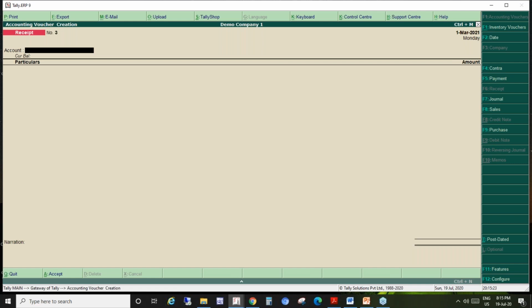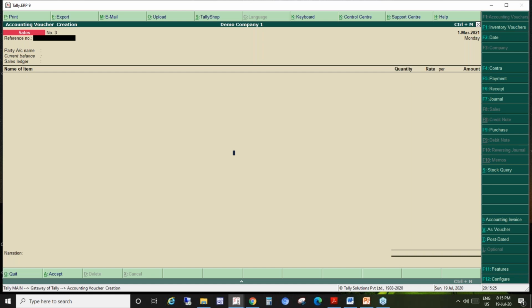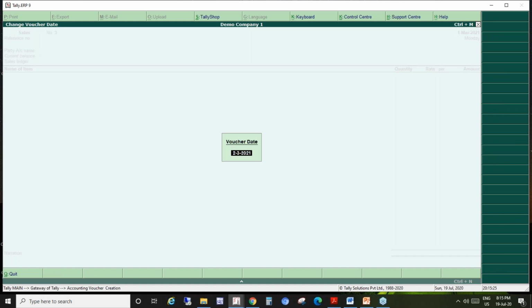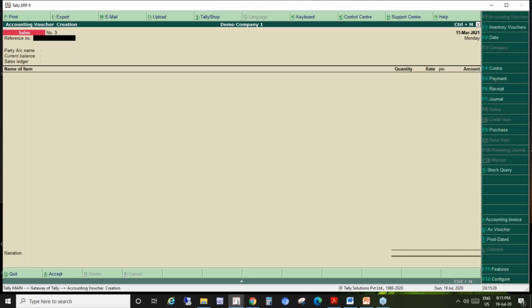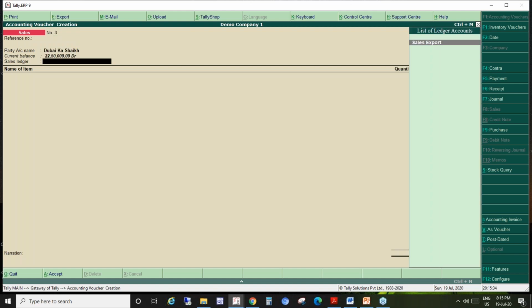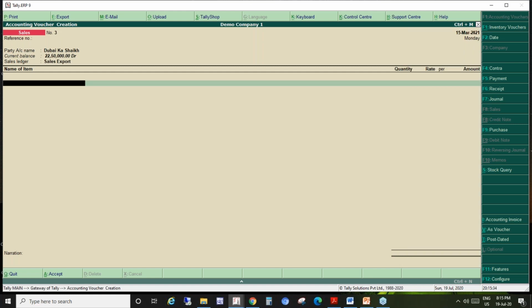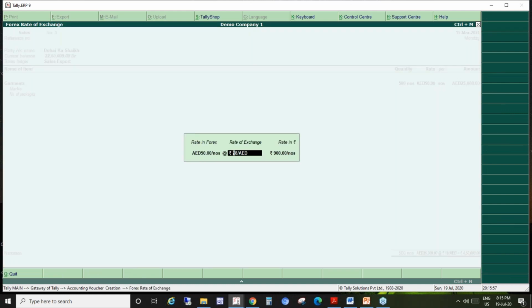You have made one more sale to Dubai Ka Sheikh on 15th of March. In spite of him not giving you the full amount, you have made a sale to him, but that sale was not that great. You have just made a sale of 500 pieces, and again that AED 50 was there per piece, but the rate of exchange at that time, 15th March, was not 18. Amit bhai, can you suggest a rate for AED? Yes, you can take it as 22, because the rounding of the result will look better.